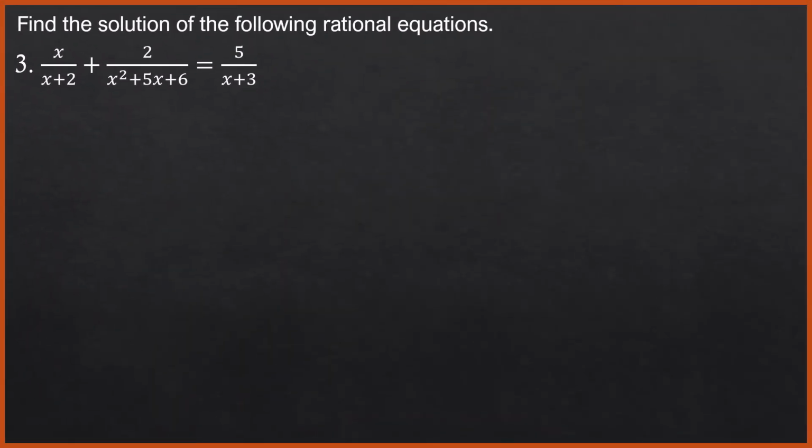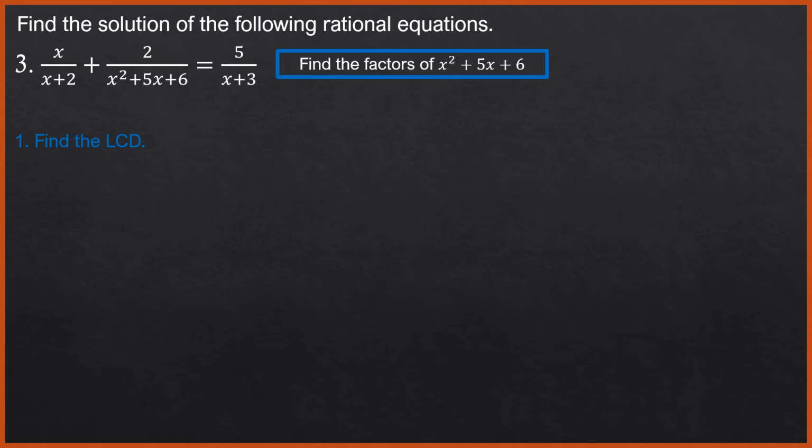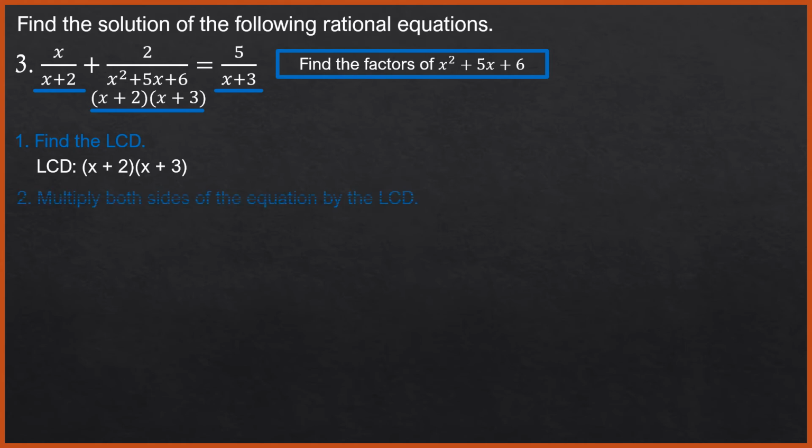Example number 3, we have x over x plus 2 plus 2 over x squared plus 5x plus 6 is equal to 5 over x plus 3. First step, find the LCD. To find the LCD, first we have to find the factors of x squared plus 5x plus 6. And the factors of it are x plus 2 and x plus 3. Looking at our denominators, our LCD now is x plus 2 and x plus 3.